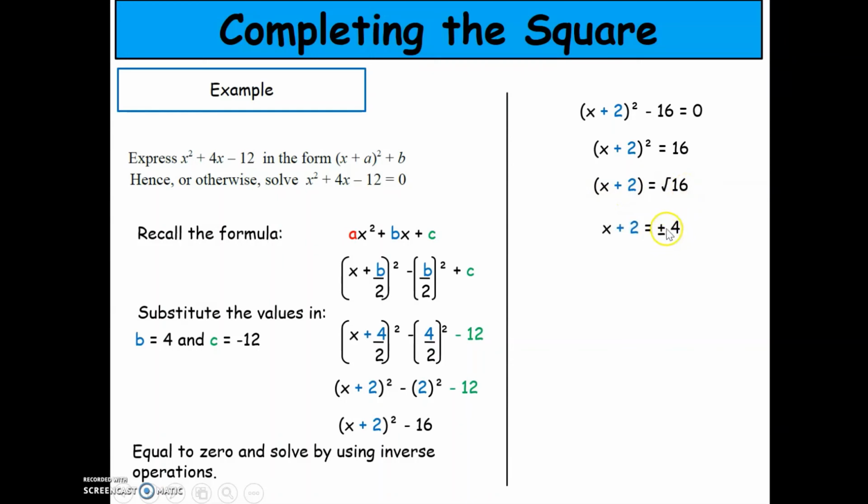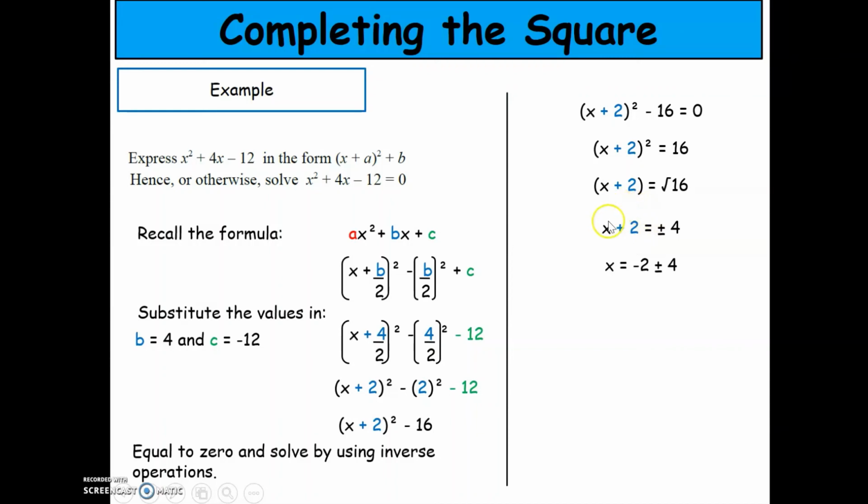And we need to remember when we square root, we have a positive as well as a negative answer here. Why? Because 4 squared is 16 as well as minus 4 squared is 16 as well. So minus 4 squared is minus 4 times minus 4, which is also equal to 16. So we have two values here, two numbers here. So we're going to write this down as I rearrange further.